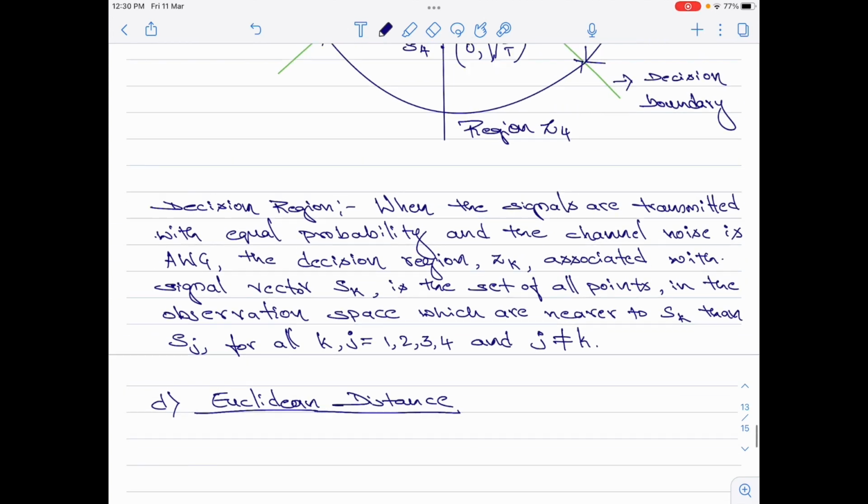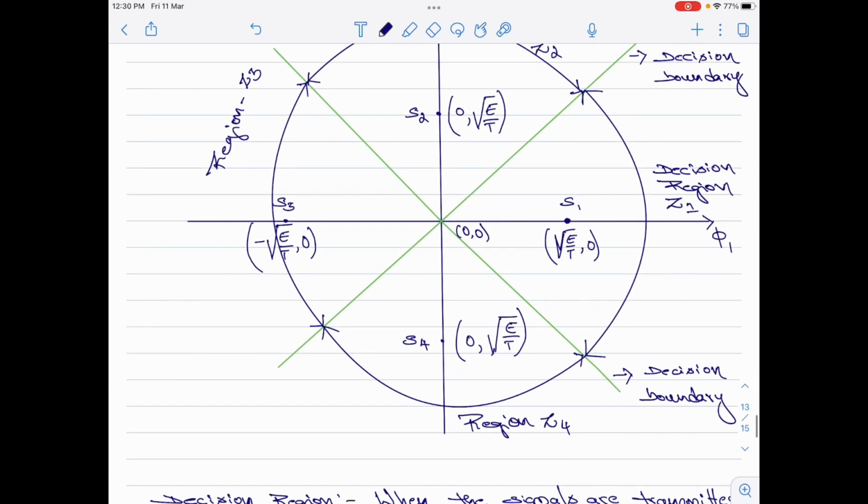Now let us come back and check the diagram for the signal points. If you consider the signal points S1 and S3, which are on different edges of the same axis, and very similarly S2 and S4, you will find that they are at a distance of 0 to square root of E by T plus 0 to square root of E by T. Therefore, the Euclidean distance between the points S2, S4 and S3, S1 is equal to 2 into square root of E by T.